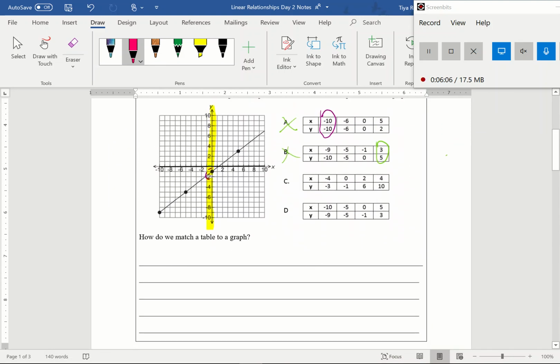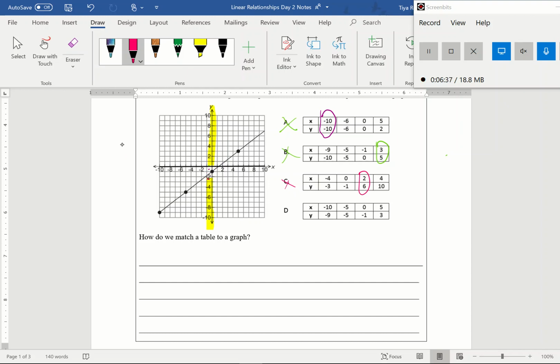Let's look at C. We can do another positive if you want. We have 2, 6, so we're going to start at 0, 0. We're going to go over 2, 1, 2. And then we're going to go up 6 because it's a positive 6. 1, 2, 3, 4, 5, 6. Is that spot on our line? So now the only one left is D. We certainly hope that D is going to work out for us.